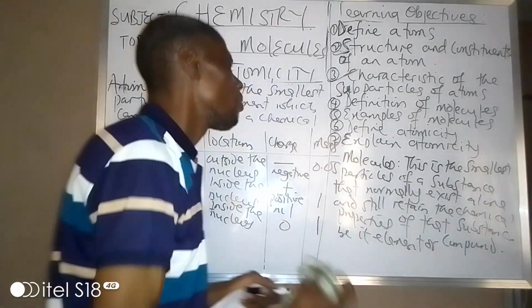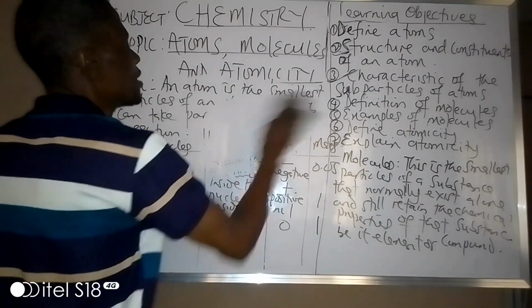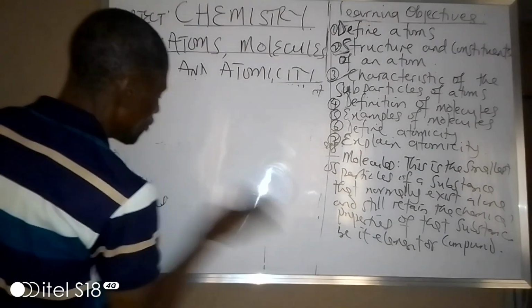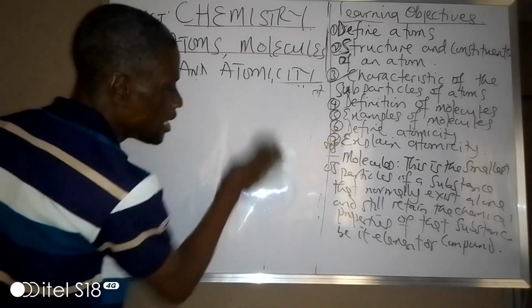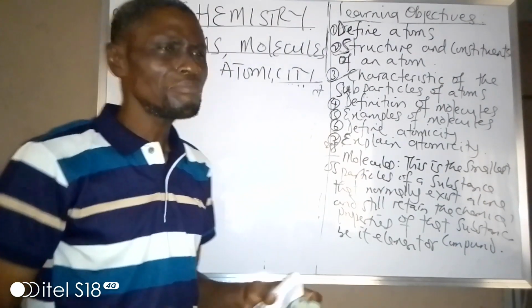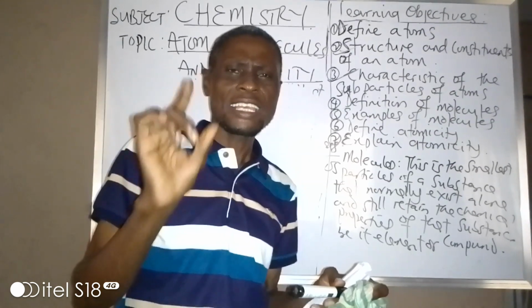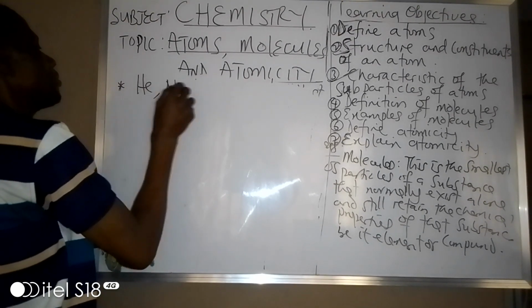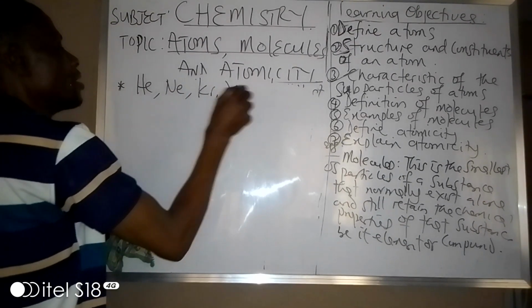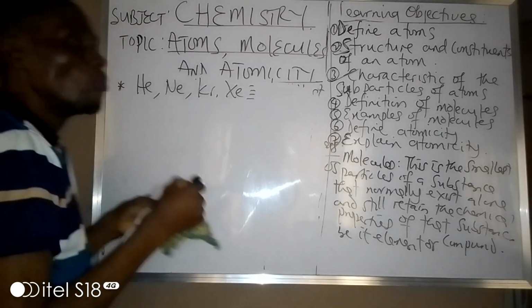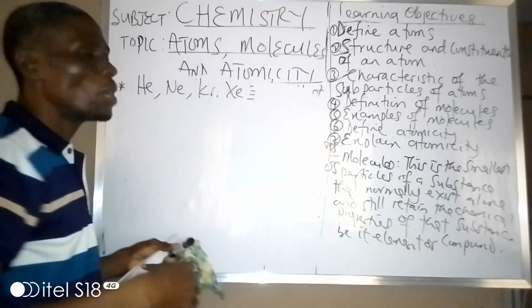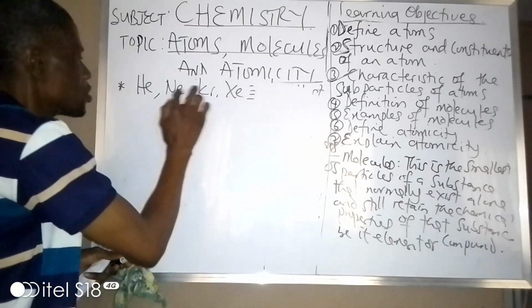So let's explain more. Let us look at examples of a molecule. I mentioned earlier that a molecule can exist singly, as a single element. Example, some gases. First one, you write something like this: helium, neon, krypton, xenon. All these ones, they are all what? They are all molecules. They exist singly on their own. Most we call them monoatomic, one atom.